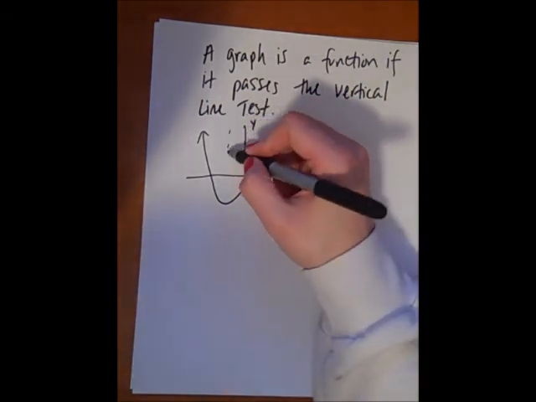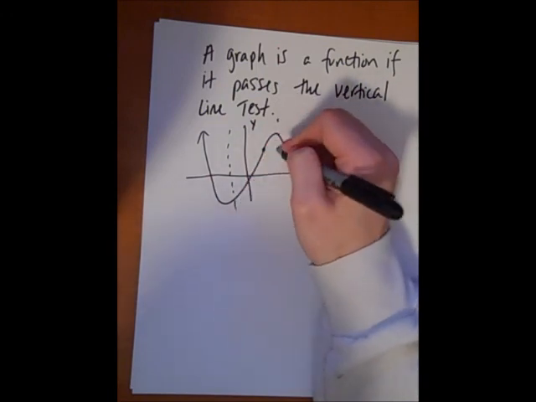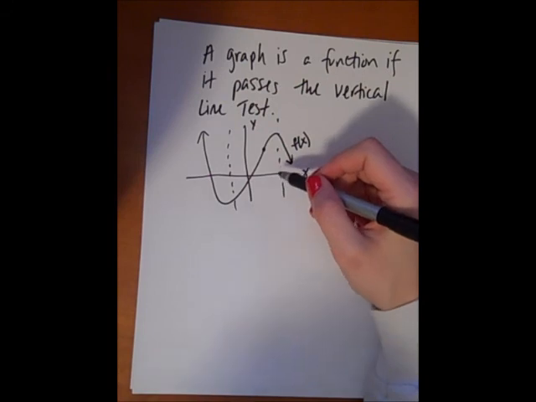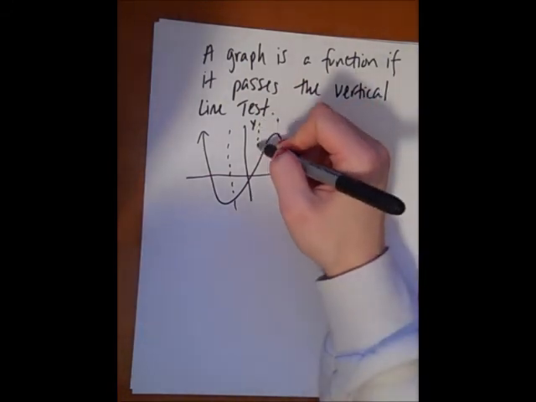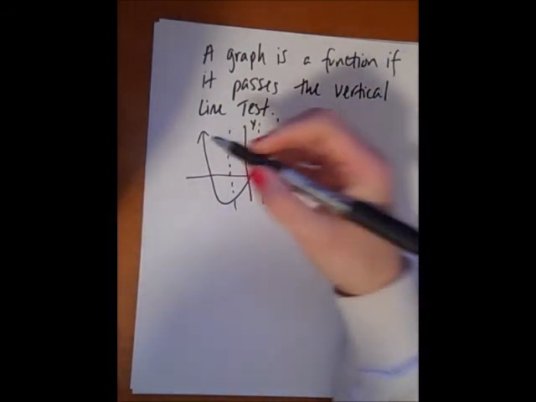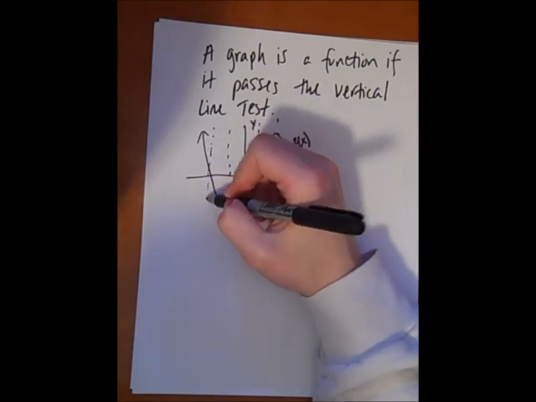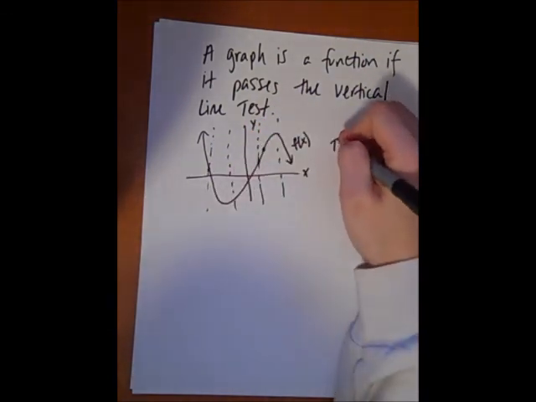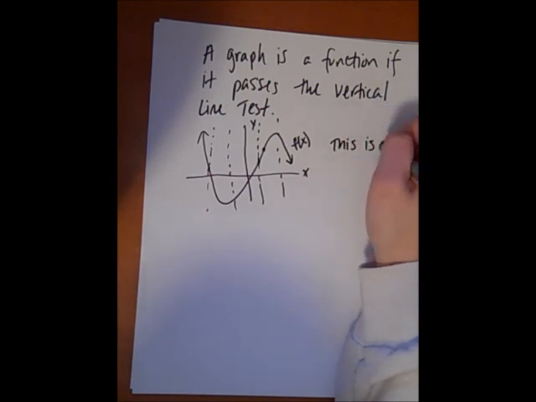So that means any vertical line that I draw, doesn't matter which vertical line I draw, it passes through the curve in at most 1 point. So you can see this vertical line passes right there, 1 point. This vertical line passes through 1 point. So this passes the vertical line test, so this is a function.